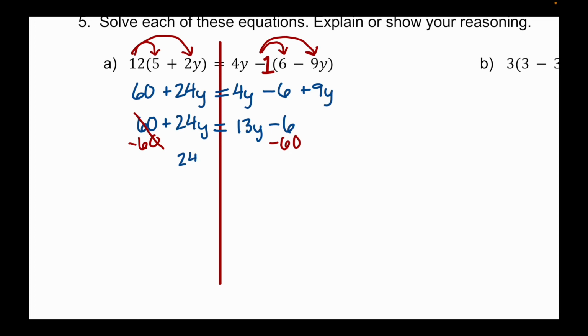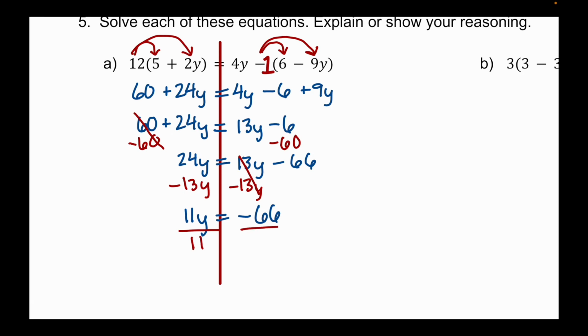So 24y equals 13y minus 66. Let's subtract 13y from both sides. This would give me 11y is equal to -66. And our last step is going to be divide both sides by 11. And we are going to get that y is equal to -6.